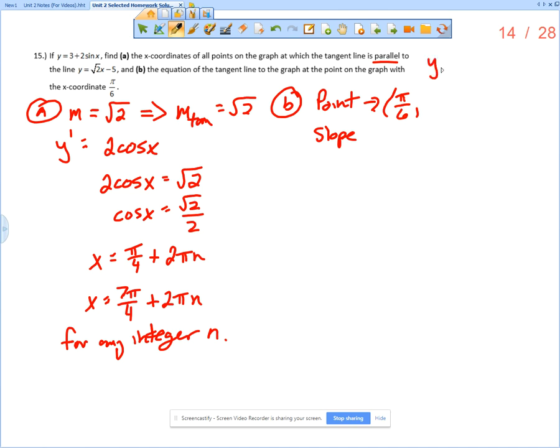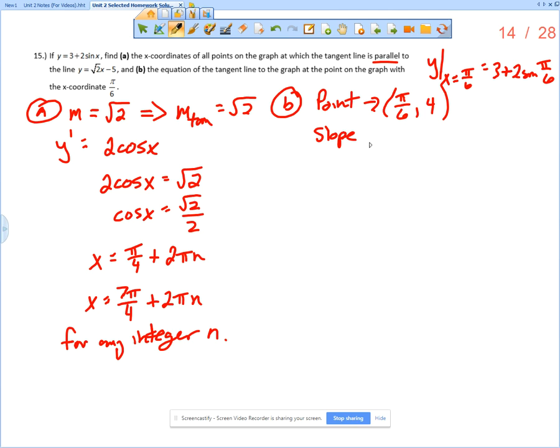So on the side here, what is y when x equals pi over 6? So 3 plus 2 times the sine of pi over 6. Sine of pi over 6 is, sorry, 1/2. 2 times 1/2 is 1. 3 plus 1 is 4. I apologize. All right, slope.